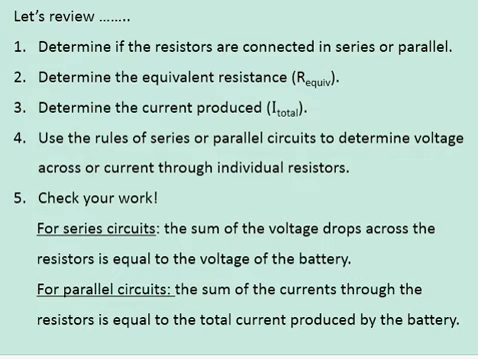Use your rules to figure out the voltage across or the current through the individual resistors. This means that the current through each resistor in a series circuit is the same. The voltage across each resistor in a parallel circuit is the same. And then last but not least, use those rules to check your work. For series circuits, sum up the voltage drops across each resistor. It should equal the total voltage of the battery. For parallel circuits, sum up the current going through each resistor. It should equal the total current that you calculated when using the equivalent resistance.